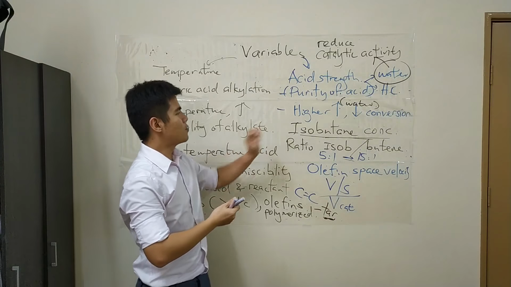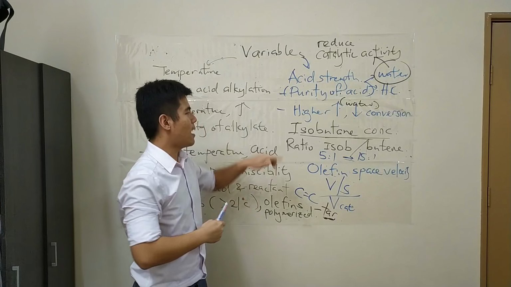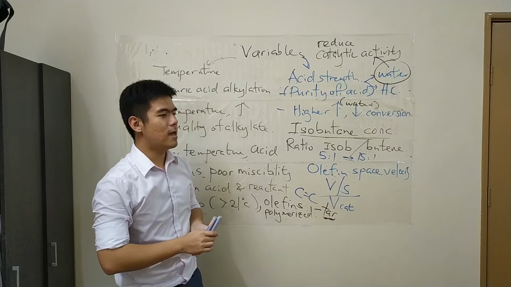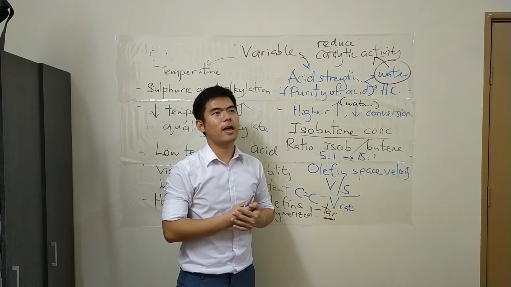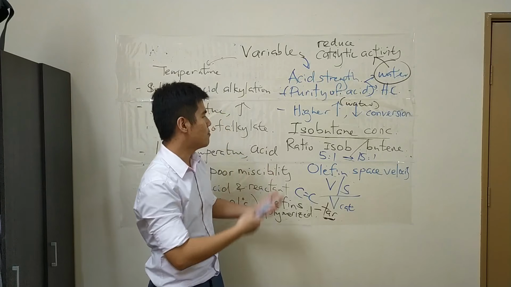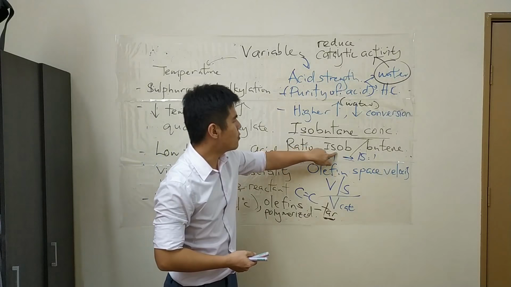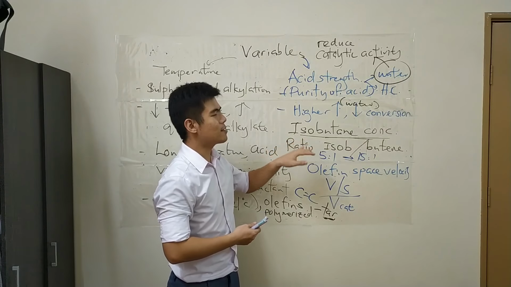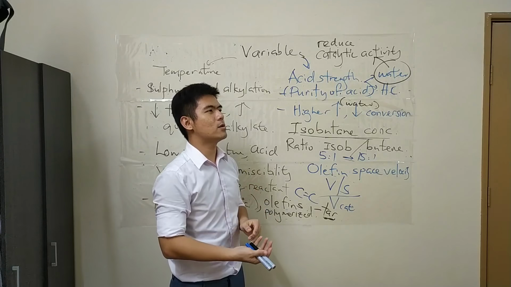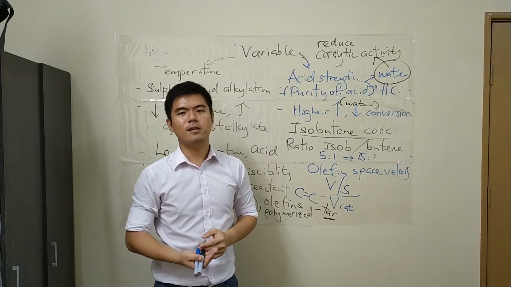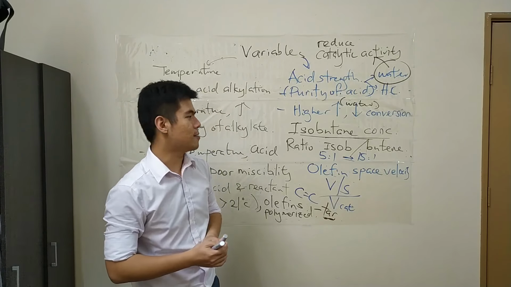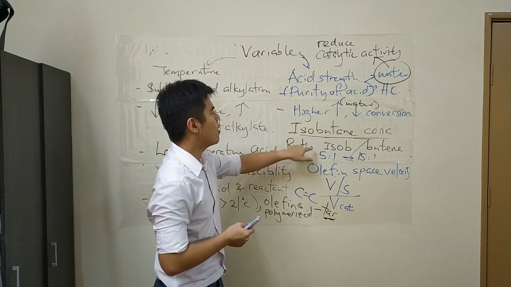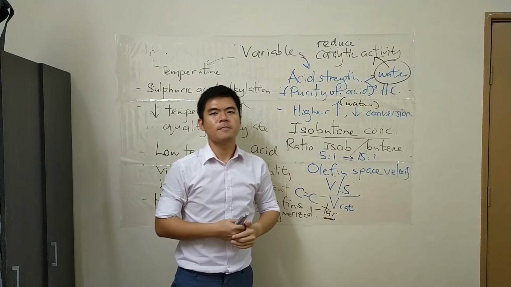So next one, we are going to talk about isobutane concentration. For your information, isobutane concentration is an indication of the ratio between isobutane and butane. It means how much isobutane is present in the reactant stream, the inlet stream. So it's the ratio of isobutane to butane.